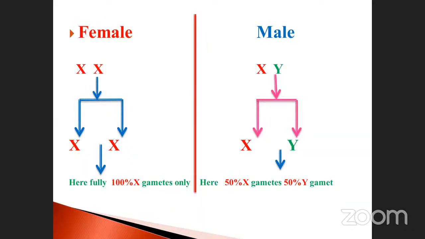Female has a homozygous dominant character. Here is the heterozygous condition. Here completely 100% X gamete only is possible. Here two types of gametes are possible. That condition is called heterozygous condition. Here homozygous, this is holandric. This one is called heteroandric. Okay, already we saw it.